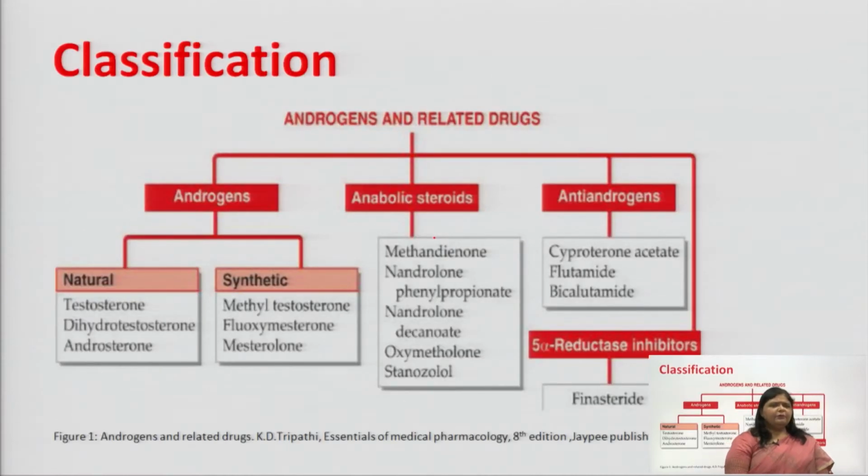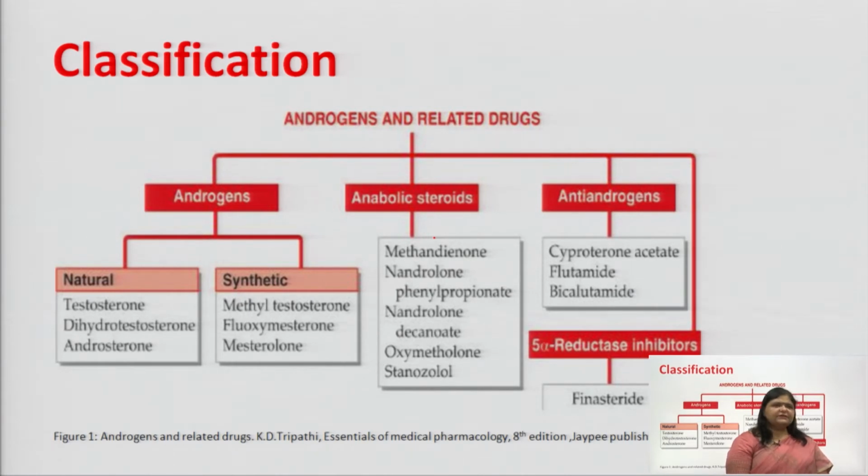Before we go into the drugs, their mechanism of action, kinetic properties, uses and adverse effects, it is very important first of all to classify the category of the drugs. So, the androgens and related drugs, we classify them into three major classes: the androgens, anabolic steroids and anti-androgens.